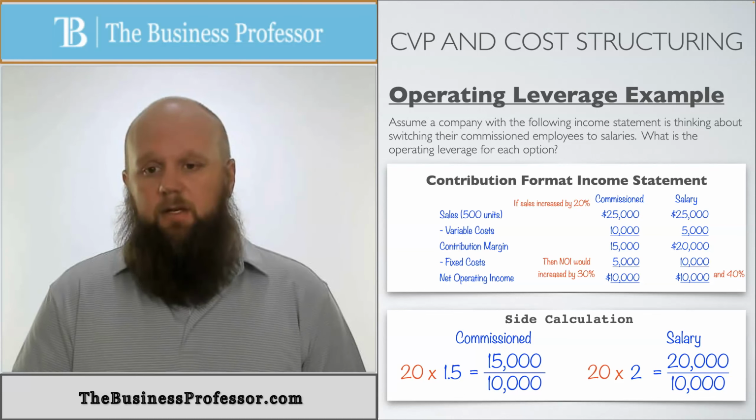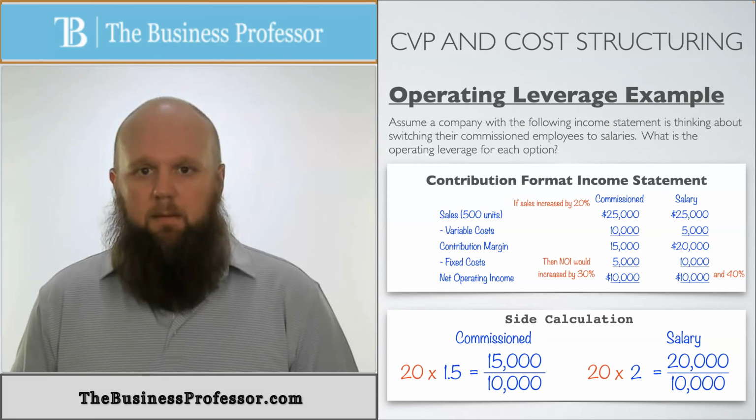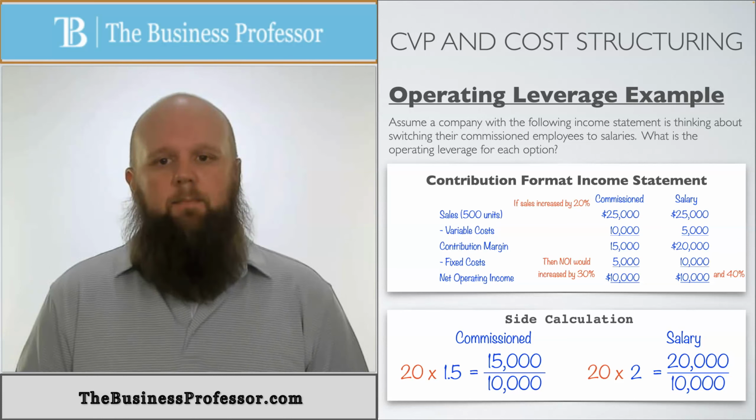So again, in the good years, if we increase sales by 20%, it's going to be better if we go to the salary side because it's more risky. The higher the risk, the higher reward. We get more of a percentage increase in net operating income.